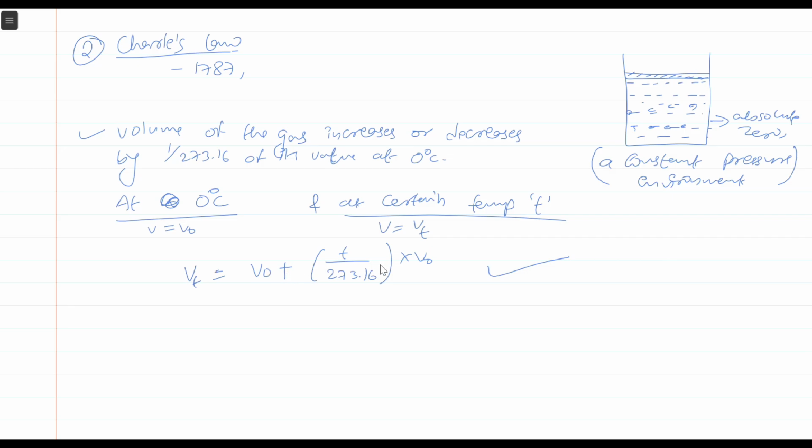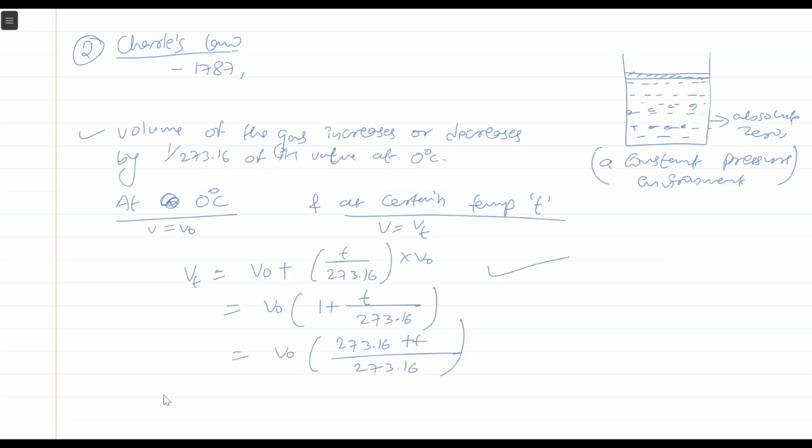That is, the volume is increasing by 1 by 273.16 of this volume at absolute zero. And if we take V naught common from both of them, then we get V naught into 1 plus T by 273.16, which is 273.16 plus T by 273.16. Now you can see this is a constant value at a certain temperature, right?